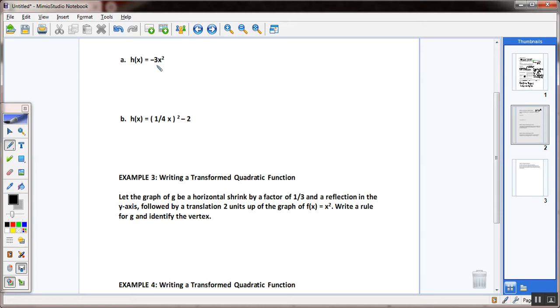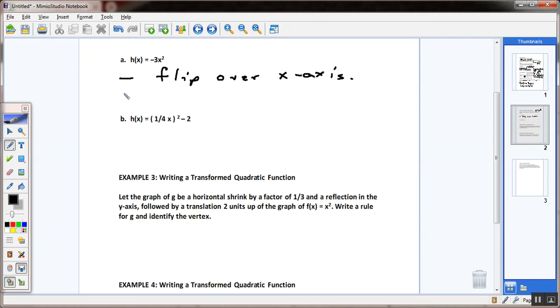All right, let's see if we remember this. What's the negative sign out front going to do first? There are no parentheses, so it's just flipping over the x or y axis. The minus sign indicates that we would flip over what? The x-axis. Yep.